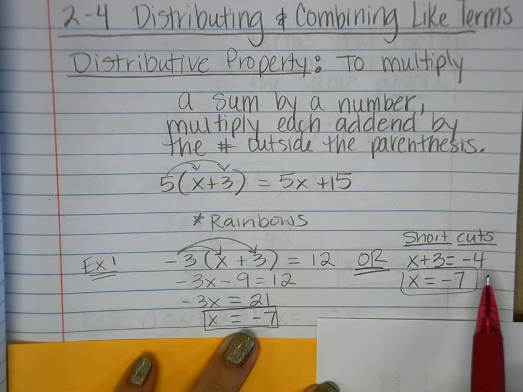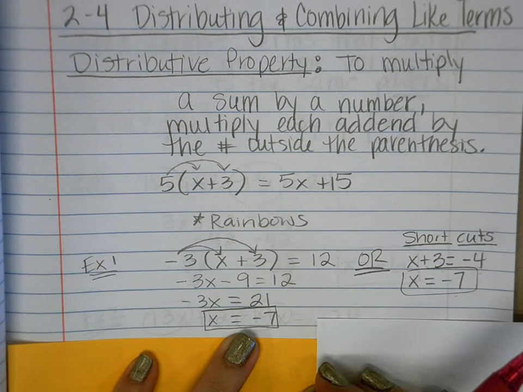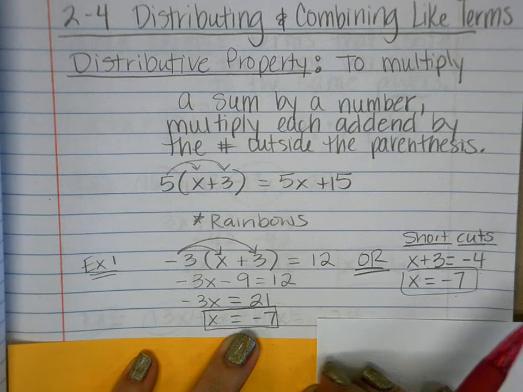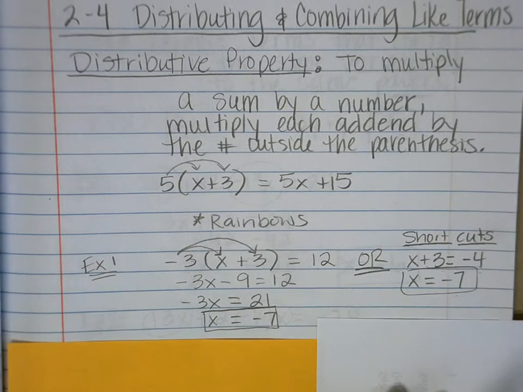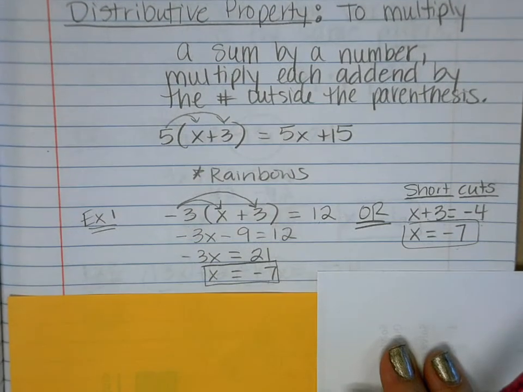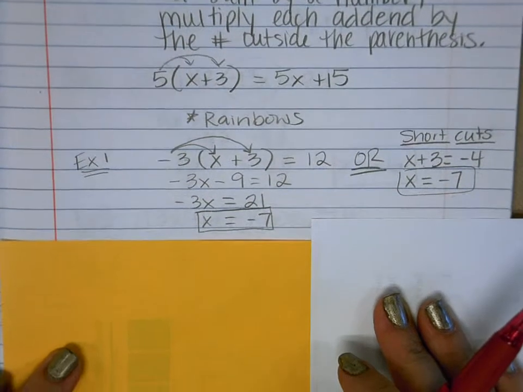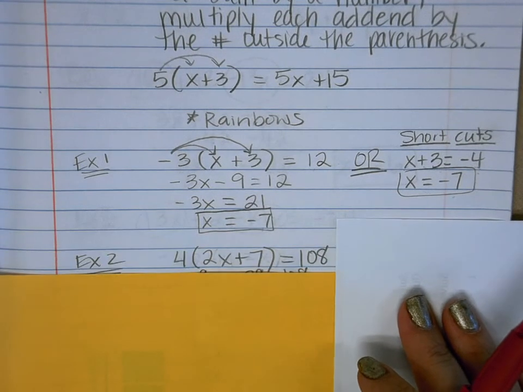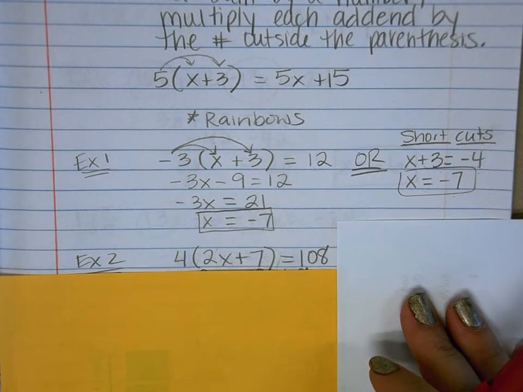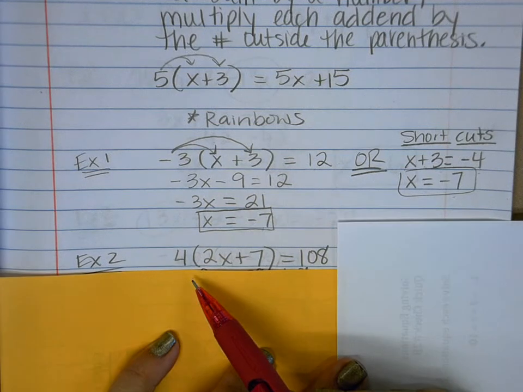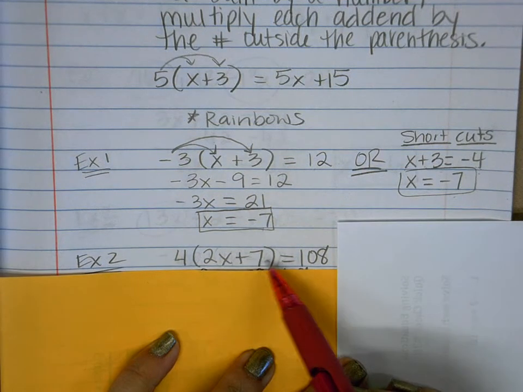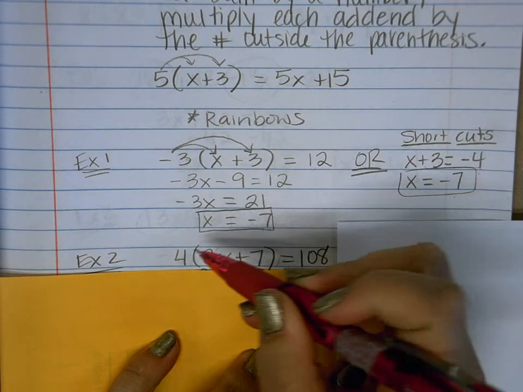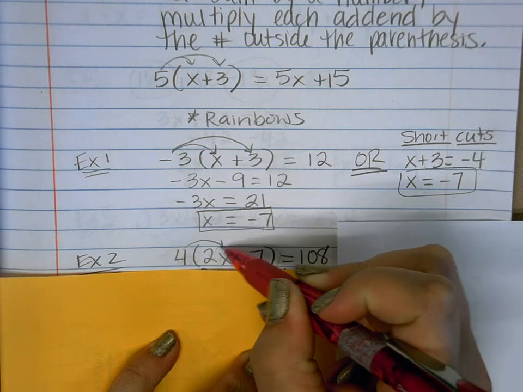There you go. Want to see another shortcut? Yes. I think you do. Question? All right, here's another one. If you don't believe me, it works every time. Okay, here's another one. So, let's look at this. 4 times 2x plus 4 times 7. So here's the rainbows.